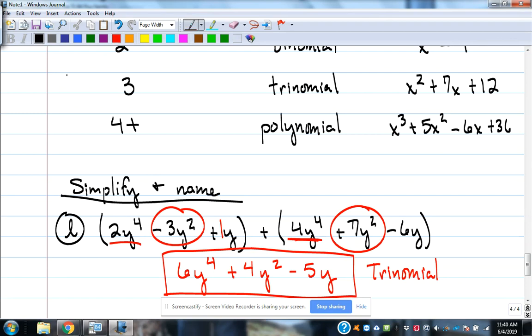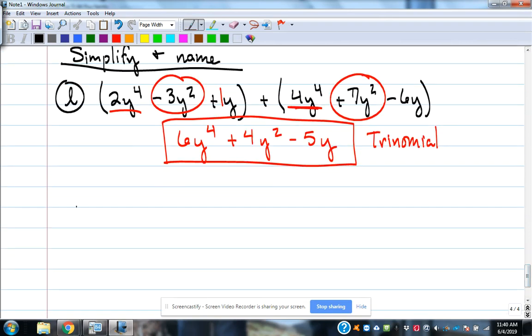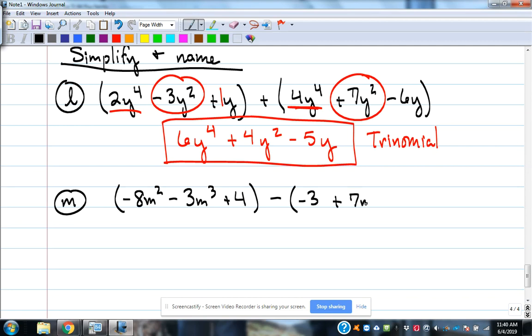Let's do one more. We'll go to the next section. Negative 8m squared minus 3m cubed plus 4, minus negative 3 plus 7m squared plus m to the third. All right, so be careful here. This one has a minus sign between the 2 parentheses. So you've got to keep in mind that you're subtracting. Instead of adding, so be very careful of that.